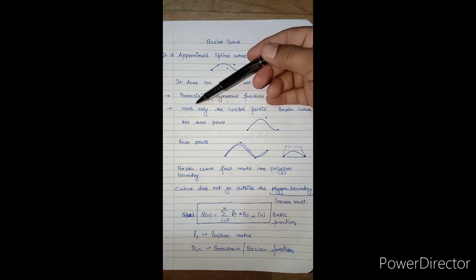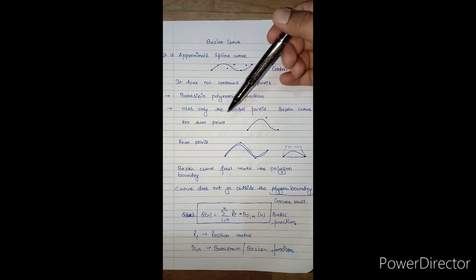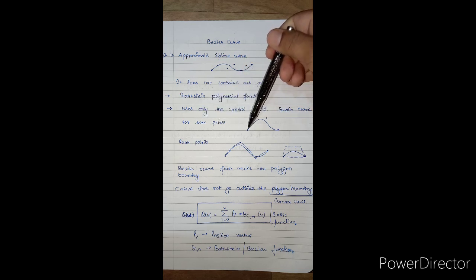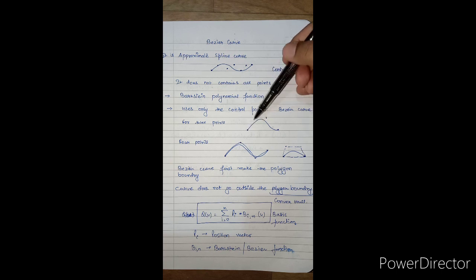And the next point is that it uses only the control points, which means the curve is made with the help of the control points. To understand this, let us take an example of 3 points: point number 1, point number 2 and point number 3. This curve is made with the help of the starting point and the ending point, and this curve doesn't contain the intermediate point, which means this curve does not contain all the control points.